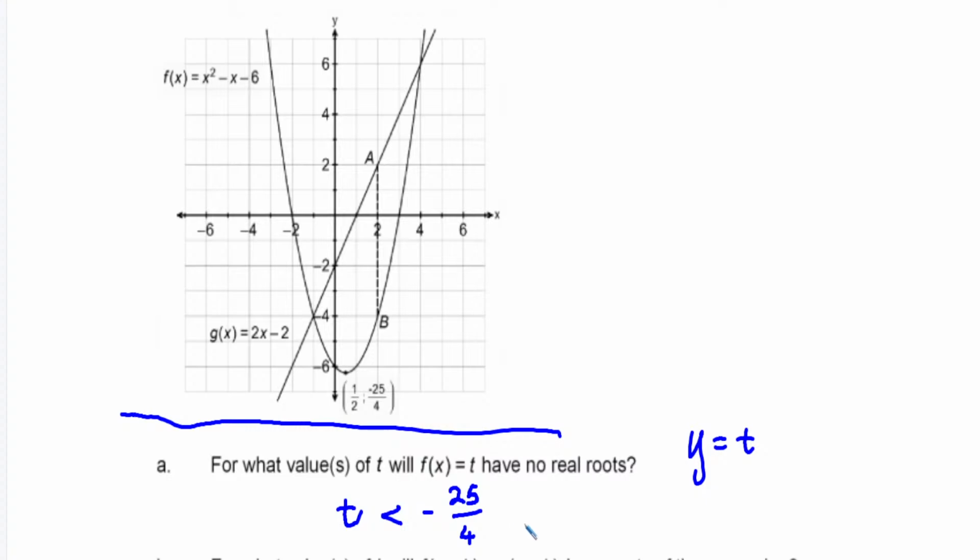I'm just checking something in my memo here. Yeah, no, that is actually correct.